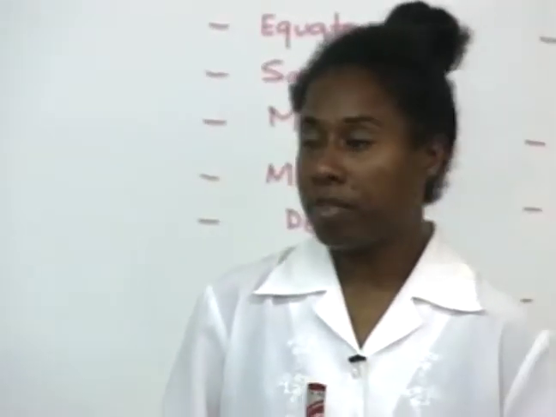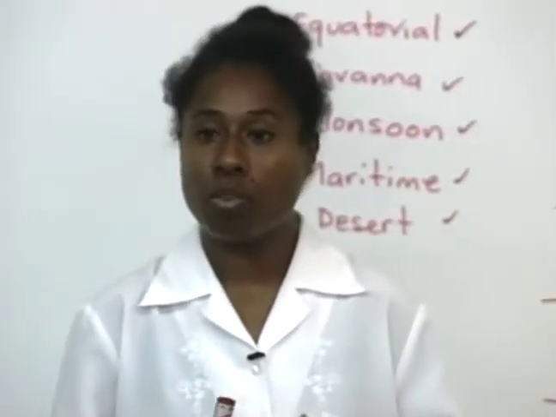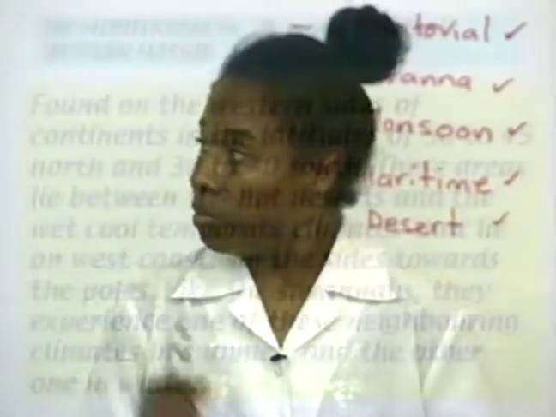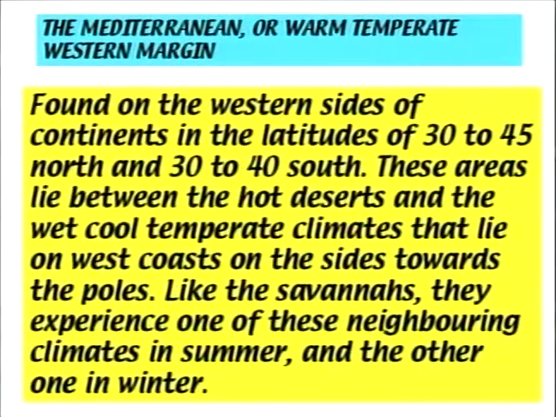Some of the characteristics of this type of climate, again, I'm going to give you time to make note of the summary. If you'd like to make note of some of the information, perhaps do it in note form so you don't have to copy everything word by word. The Mediterranean type climate is found on the western sides of continents in the latitudes of 30 to 45 degrees north and about 30 to 40 degrees to the south.